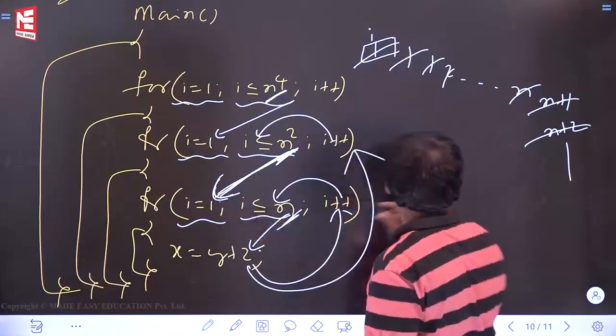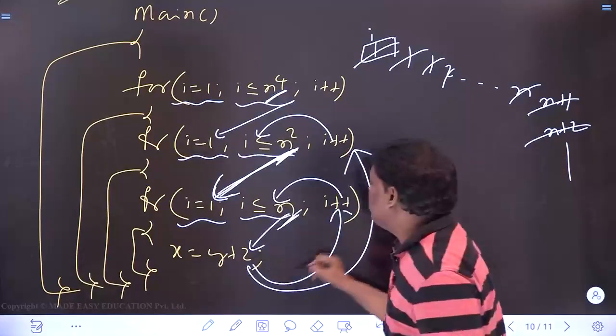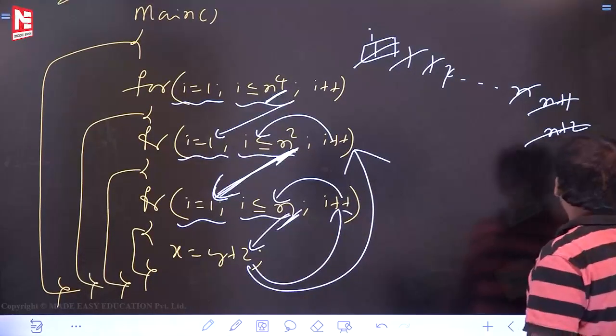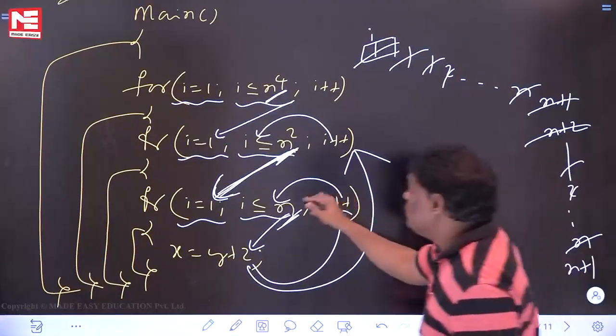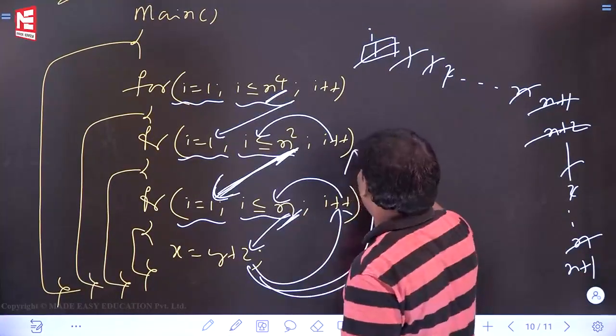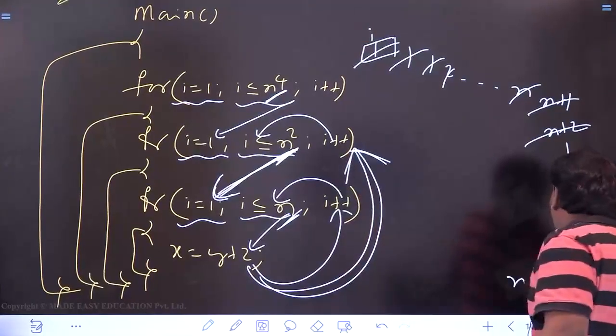So what is the answer? I value again becomes 1. I think this will continue how many times? Right? 1, 2 and so on to n. Right? N plus 1 is fail. Because it is fail, you will go here. It will become n plus 2.